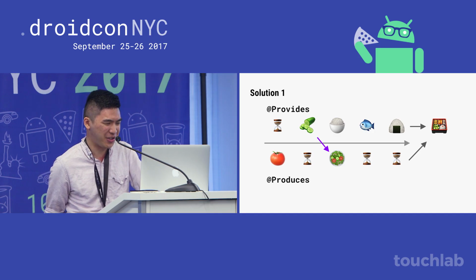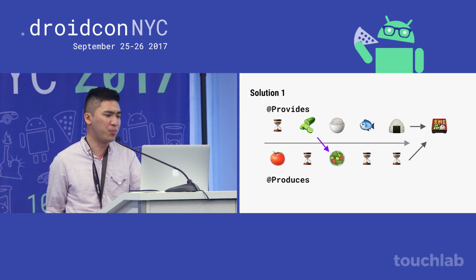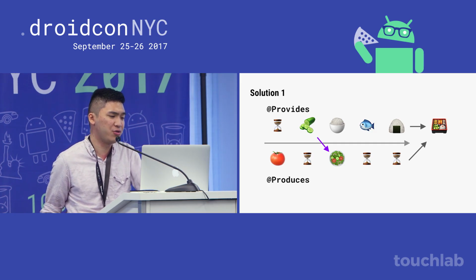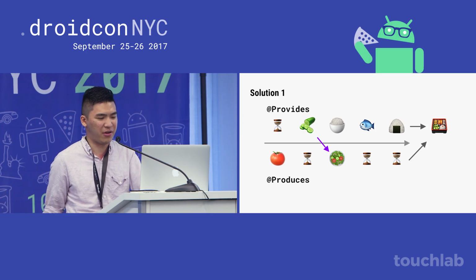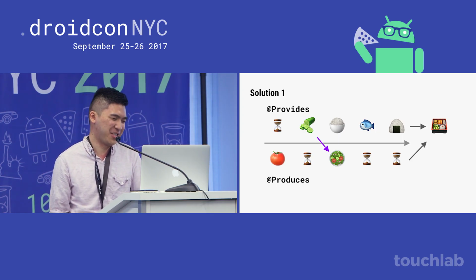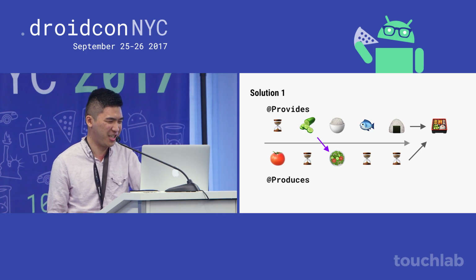So there are a couple solutions to this. Either your app provides, you can move your Cucumber to the main thread, and then your background thread is in the background, so your user isn't worried about it. So it'll just wait for the Cucumber to be created before it can make the salad.